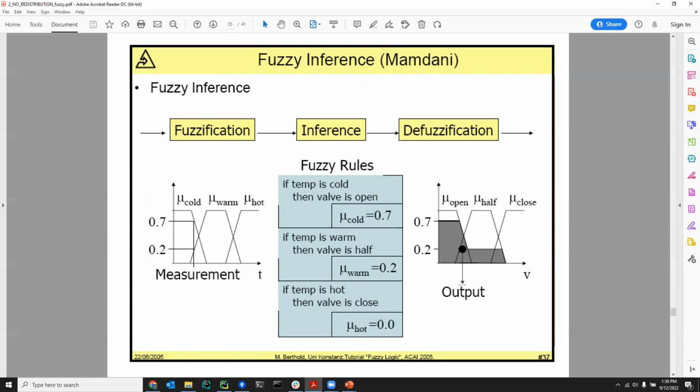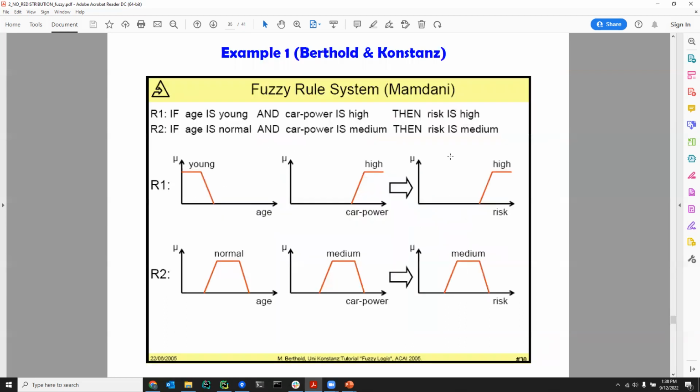So this is another example where we're saying, actually, I'm going to skip this example. Let's go to this example. So in this case, this is an example of a fuzzy inference system for determining the risk of somebody based on their age and the amount of car power that they have. Now, this might be used by an insurance company to measure risk, or to predict risk for different people based on their age and the power of the car that they have.